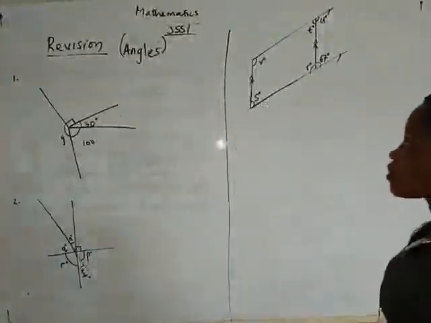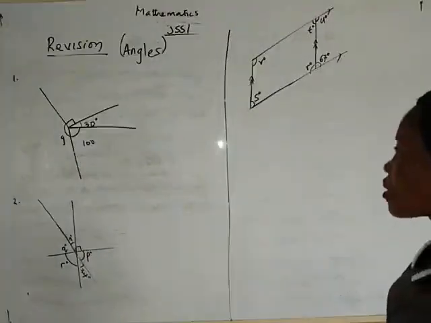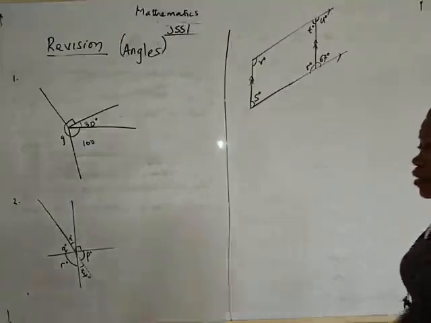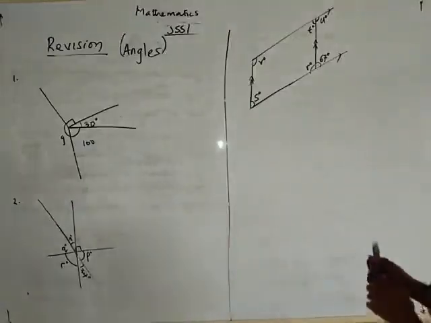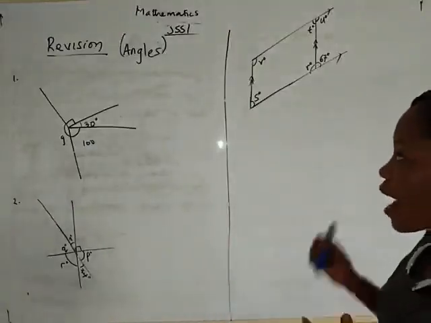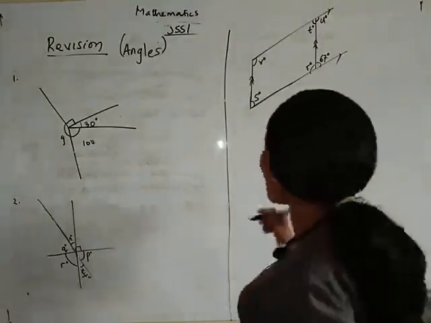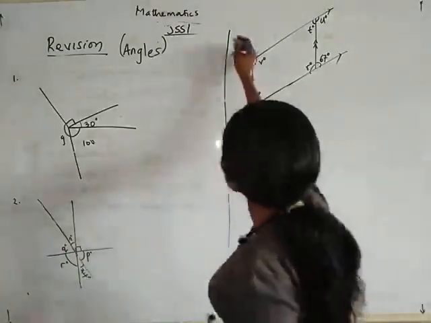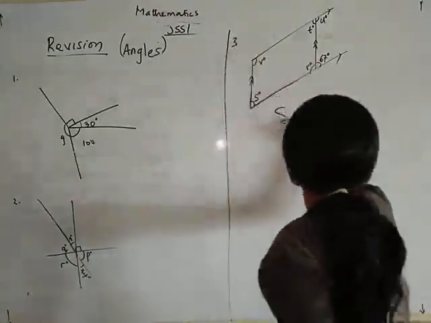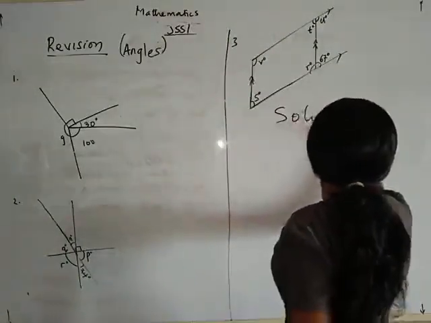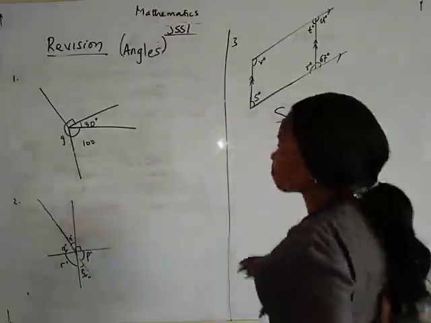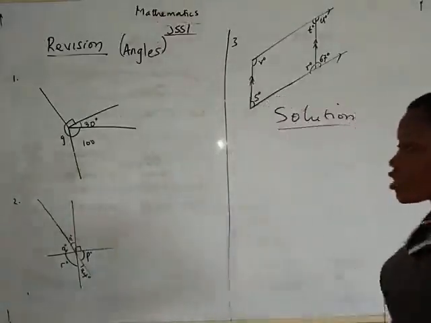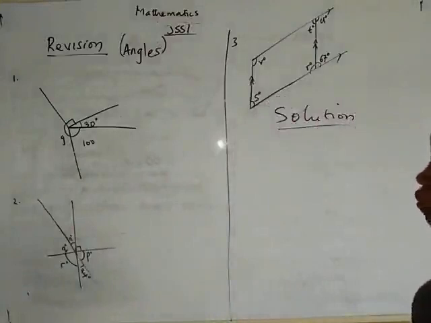All right, today, still on our revision class, we have some set of questions just to refresh our memory on the topic angles. I have some of them here. The first one is this. This is the second, and this is the third. I have a solution here. Now, in each of these questions, we are to look for the missing angles.